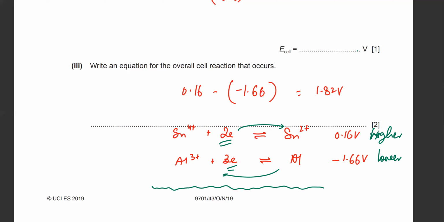So how do you do that? You multiply this by 2, so this would become 6, and this would become 2 as well. You multiply the first one by 3, this would become 6, and this would become 3. Now if you add them up, it's going to be 3 Sn4 plus, 2 Al, and the products are going to be 3 Sn2 plus. And I've actually written this incorrectly. Just a second.